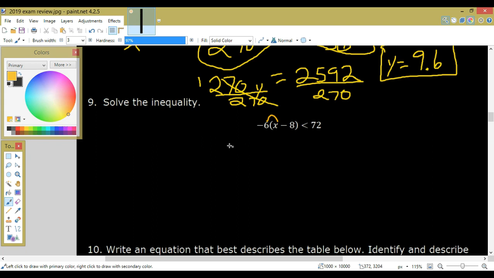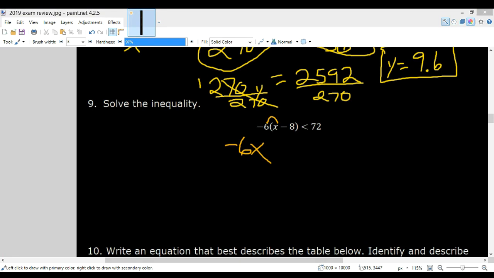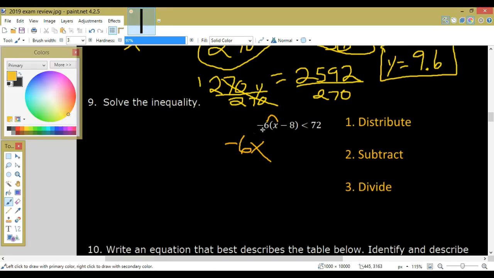-6 times 1x is -6x. -6 times -8 is a positive 48. A negative times a negative is a positive. Carry down the rest of the inequality. Less than 72. So we distributed.